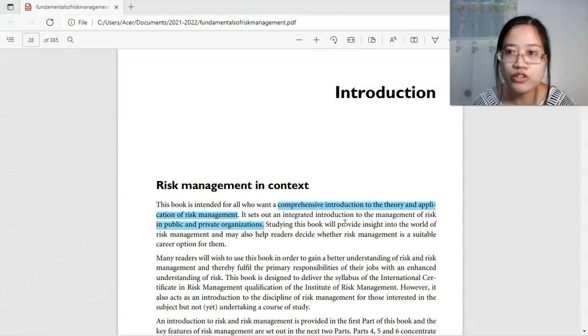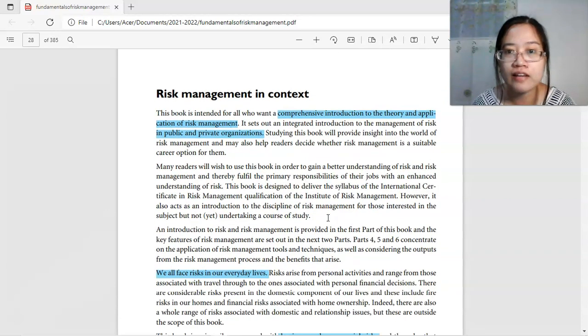Bali itong course introduction, ito yung nasa libro mismo. And I've already read this introduction and then chapters 1 to 6, and I've made some highlights na rin naman. Okay? So, for the introduction, let's begin. Risk management. So, itong libro na to, pwedeng gamitin daw if you would want a comprehensive introduction to the theory and application ng risk management.